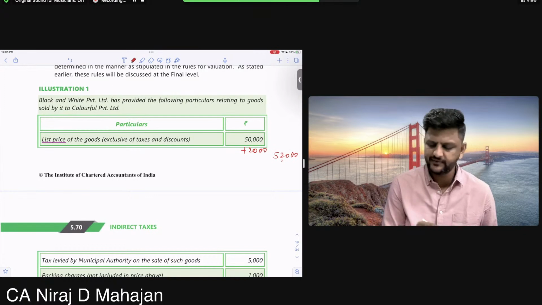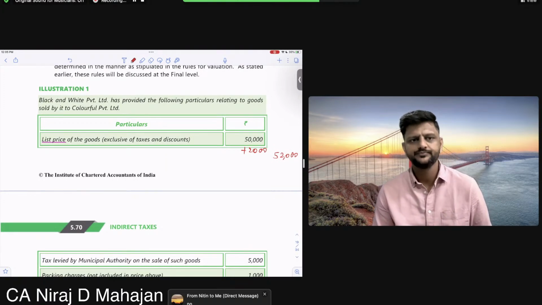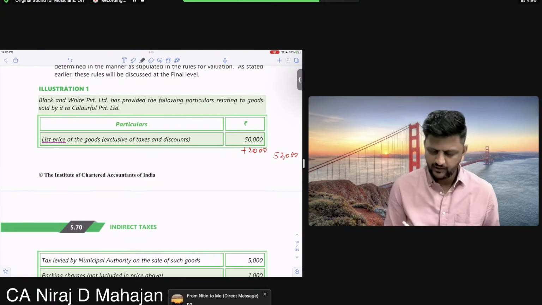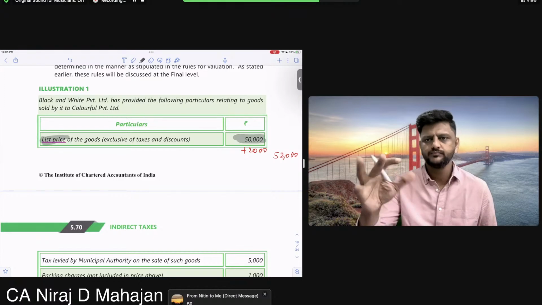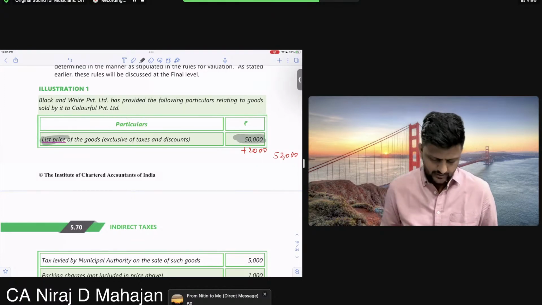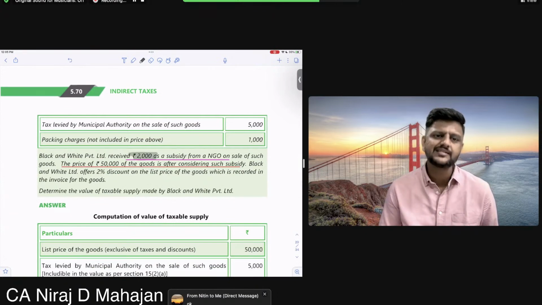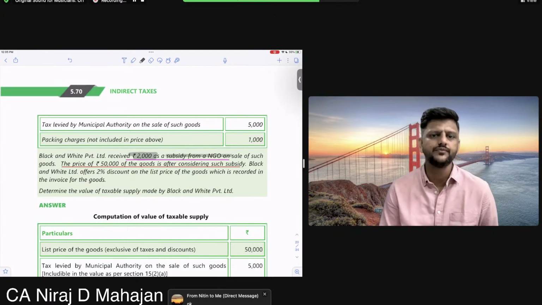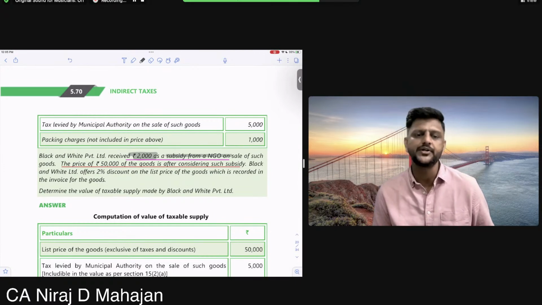Clear till here, Nitin? Mansi, understood? No. Look at, see. List price given to you how much? 50,000. Okay? Fine till here? They are going to sell at 50,000 normally. But look at the wordings. There is some 2,000 rupees subsidy received from NGO on sale of such goods. That is, you are going to get benefit, or you can say subsidy of 2,000.